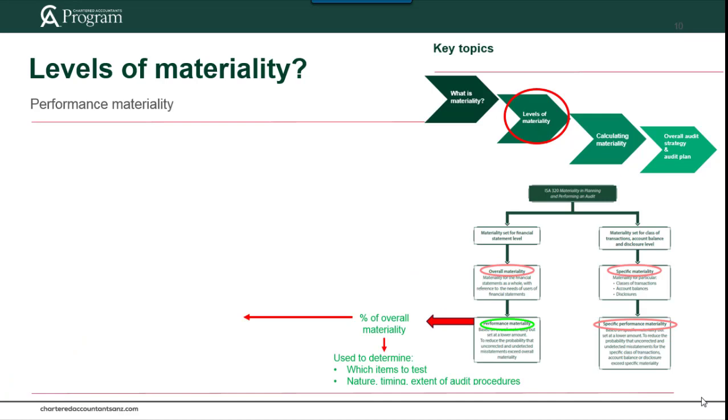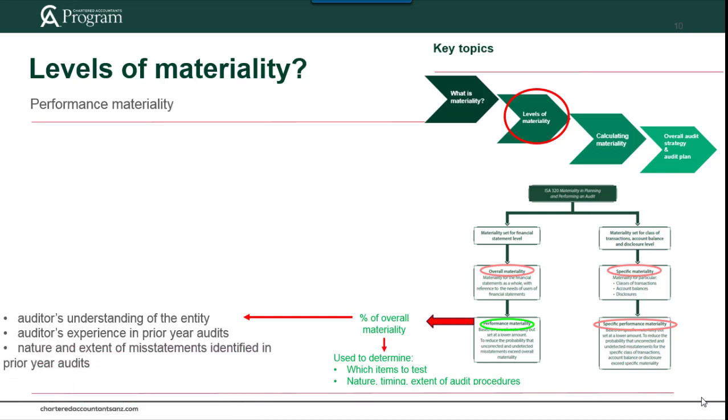ISO 320 provides no specific guidance on how to calculate performance materiality. This, again, is left to the auditor's professional judgment and is affected by issues such as the auditor's understanding of the entity, the auditor's experience in prior year audits, the nature and extent of misstatements identified in prior year audits, the auditor's expectations in the current year, and risk assessment.